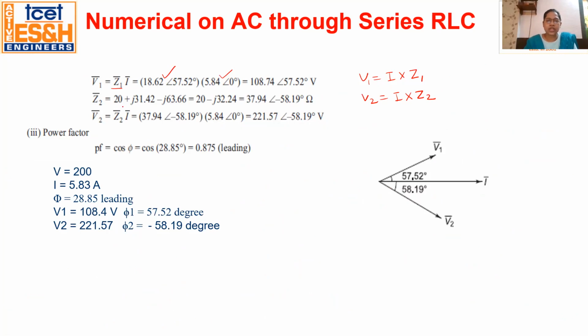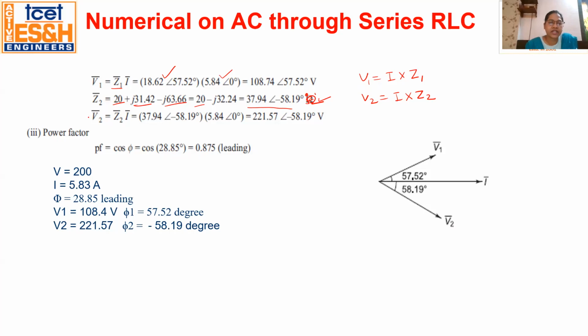Now Z2 is 20 plus J 31.42. So this is the Z2, and this is XL, this is XC, this is R. When you solve this, you will get 20 minus J 32.24, which is equal to 37.94 angle of minus 58.9 degrees. It is in ohm because it is impedance. You see, this is the polar conversion of Z2.